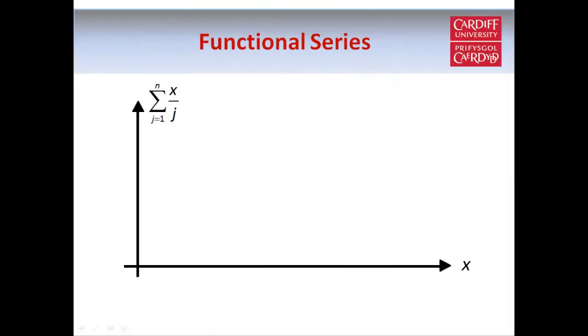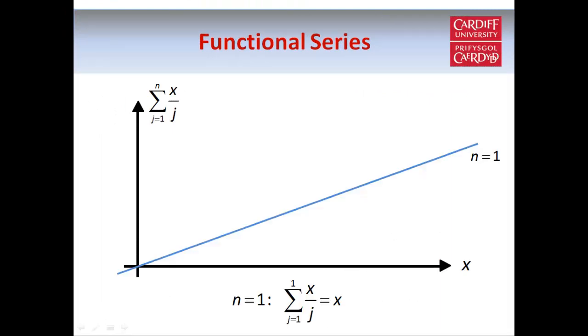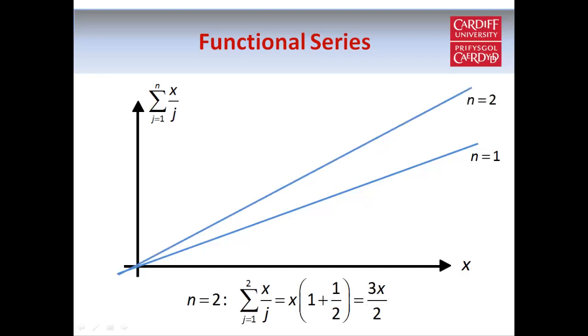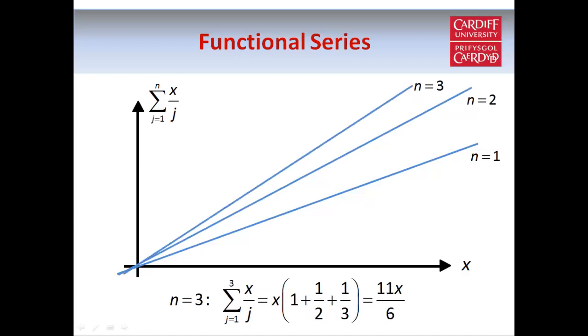So if we plot the sequence of partial sums on a diagram, when n equals 1, let's say this is the straight line x with a slope equal to 1. Then the second function in our sequence is given by x plus x over 2, which is 3x over 2, so that's going to be a steeper line. When n equals 3, we have x plus x over 2 plus x over 3, which turns out to be 11x over 6, so again the line gets steeper.